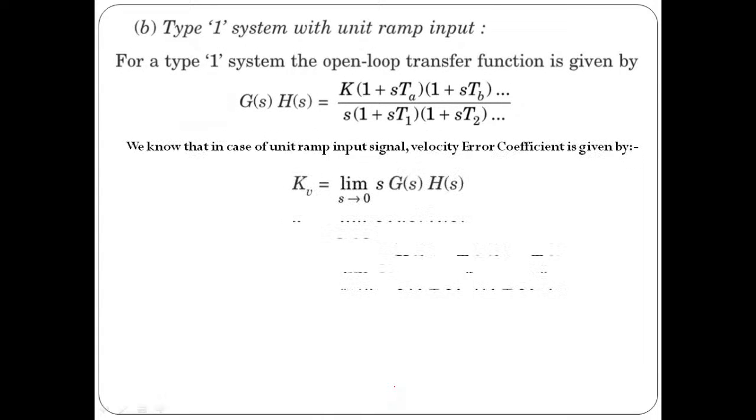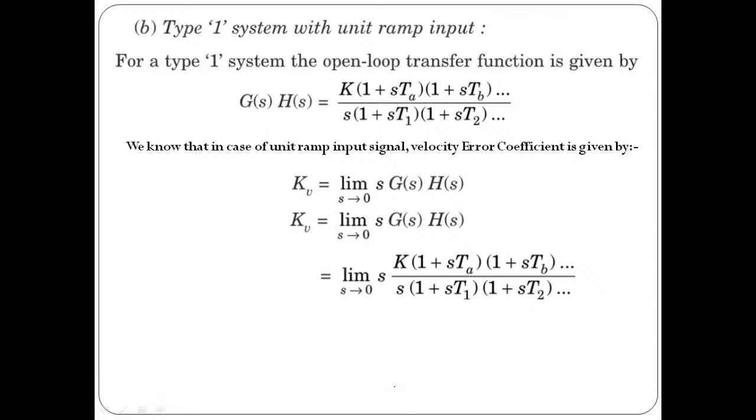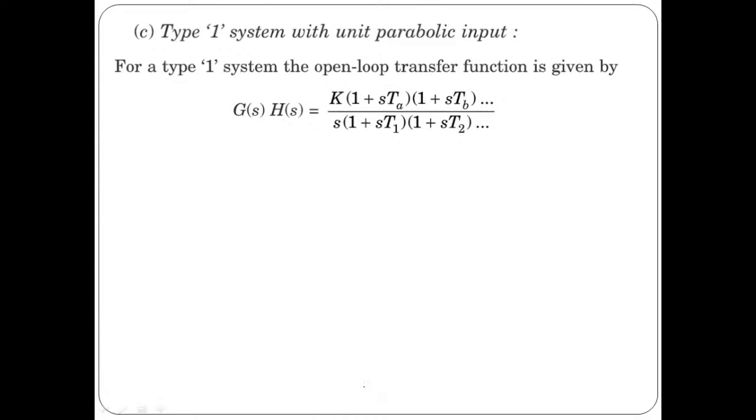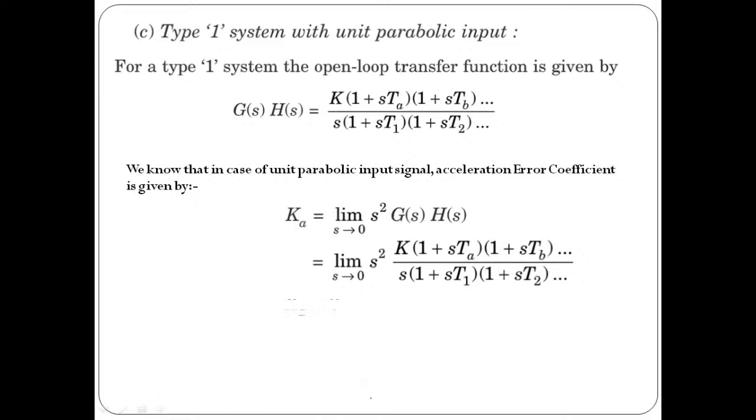Then for type 1, if you take unit ramp and again apply the same logic, calculate the value of Kv, velocity error coefficient, you will get this as K. And if we try to calculate the value of steady state error, it is going to be 1 upon Kv, which is 1 upon K. So in case of type 1 system, the value of steady state error is 1 upon K, which is a finite value. But for type 1, if you take unit parabolic and try to calculate the value of Ka, this is going to be 0 and steady state error is going to be infinite.